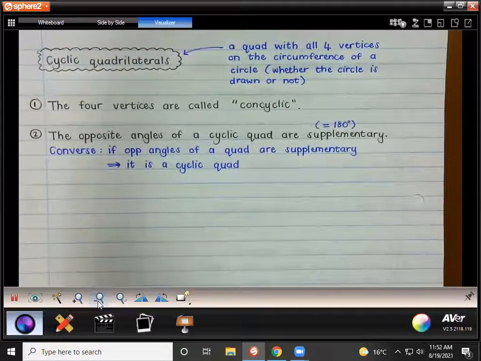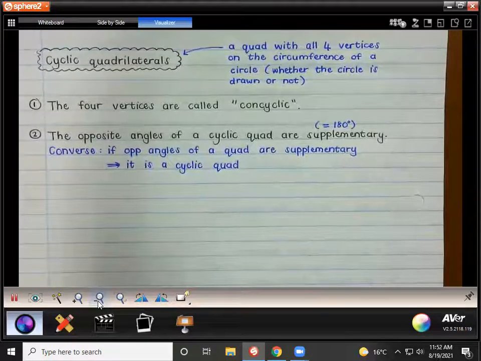Even if, like I said in brackets at the top, it's not drawn with the 4 points on a circle, if that is true, then it is a cyclic quad.